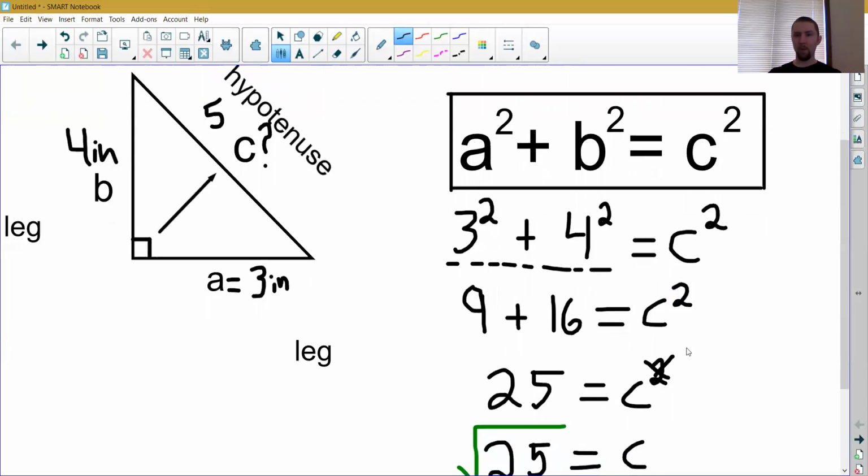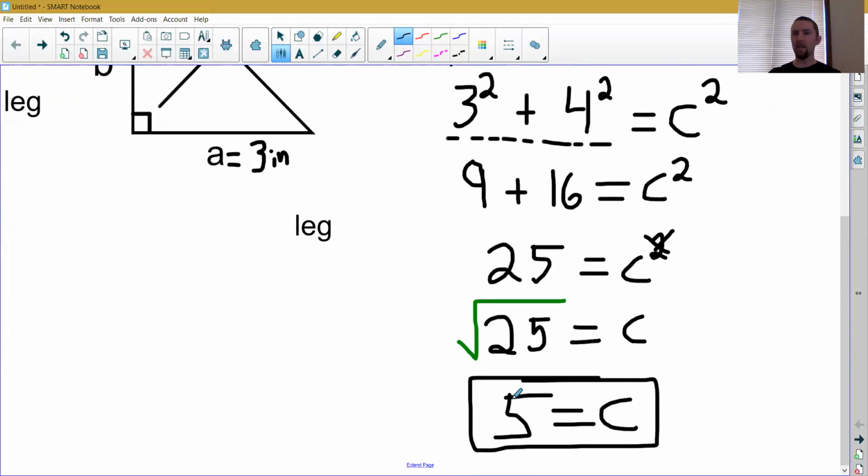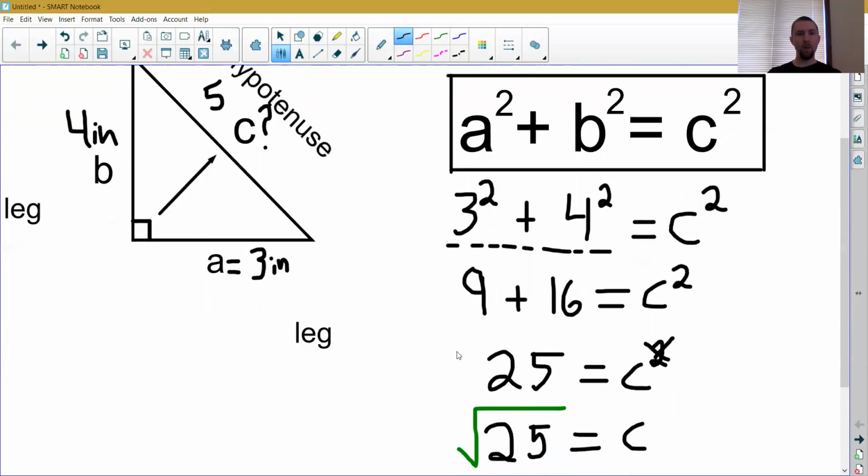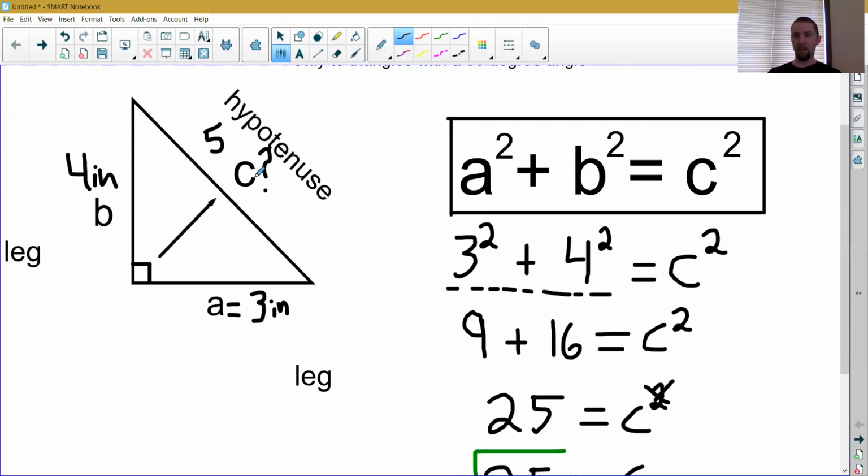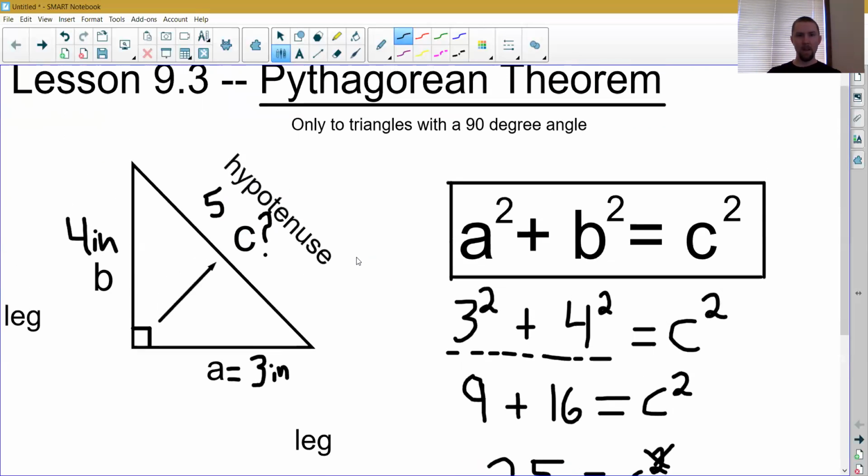Now, it's not always going to work out this nicely. And when we don't have a nice square root, I want you to remember we can use a calculator. We can round it off to maybe the nearest hundredth, 2 decimal places, and we can give decimal approximations for unknown values. So that's how it works to find a hypotenuse length. That's one application of the Pythagorean theorem.